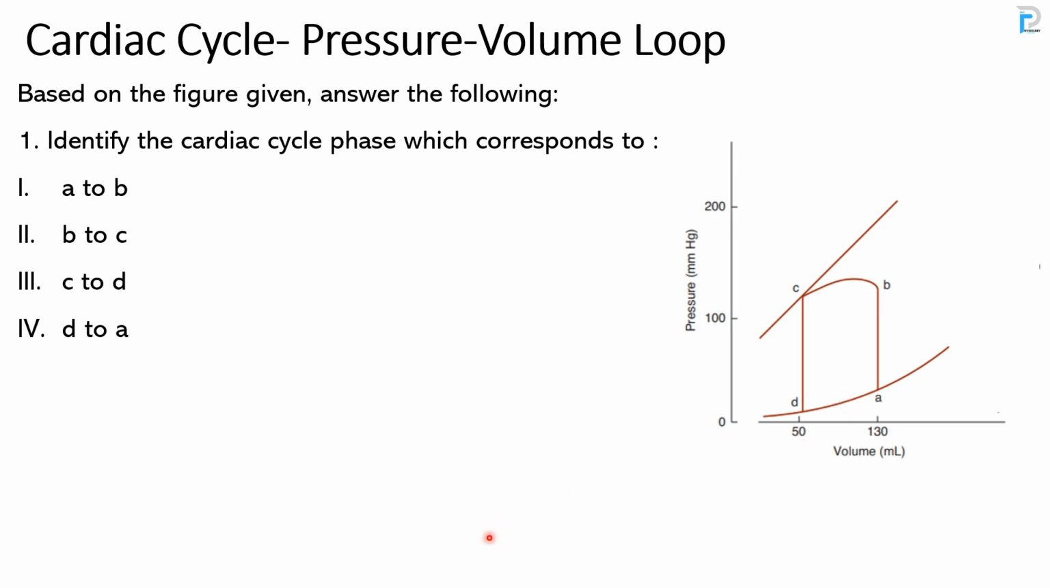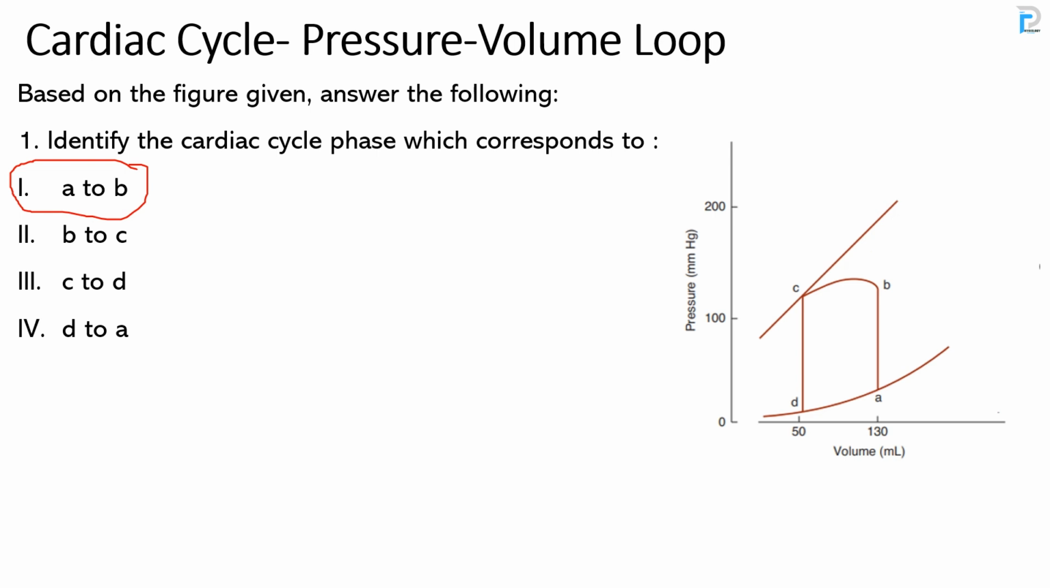So we have our first question: identify the cardiac cycle phase which corresponds to A to B. Okay, so let's look at the graph. What is A to B? So A to B is this one. So what do we see here?